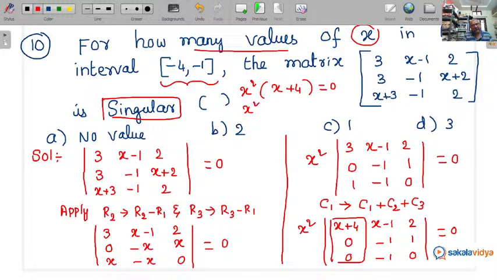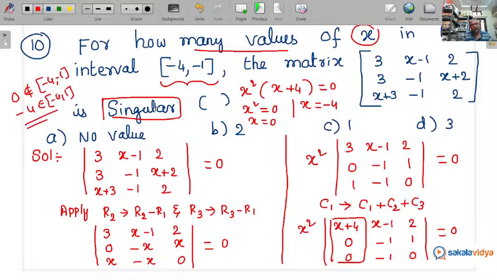So we get two cases: x square is equal to 0, which is x is equal to 0, and x plus 4 is equal to 0, which means x is equal to minus 4. 0 does not belong to the interval minus 4 comma minus 1, but minus 4 belongs to it. There is only one value which belongs to this interval. So C is the right option. C is the right option.